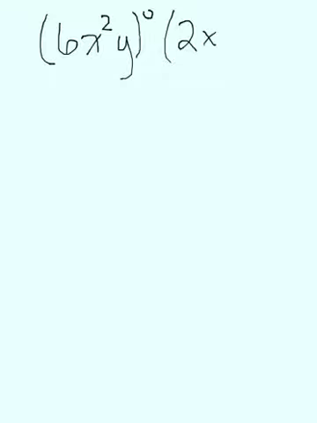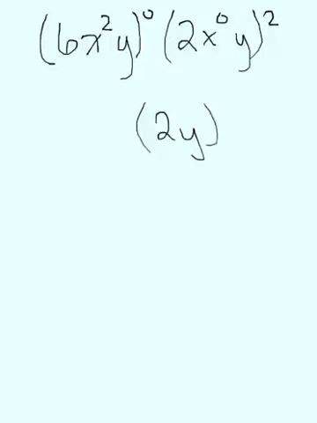Down in practice A, write this. 6 x to the second, y to the 0 times 2 x to the 0, y squared. You're going to get rid of the first part because that's just 1 times something. It's not going to change anything. So you can actually rewrite it like that.